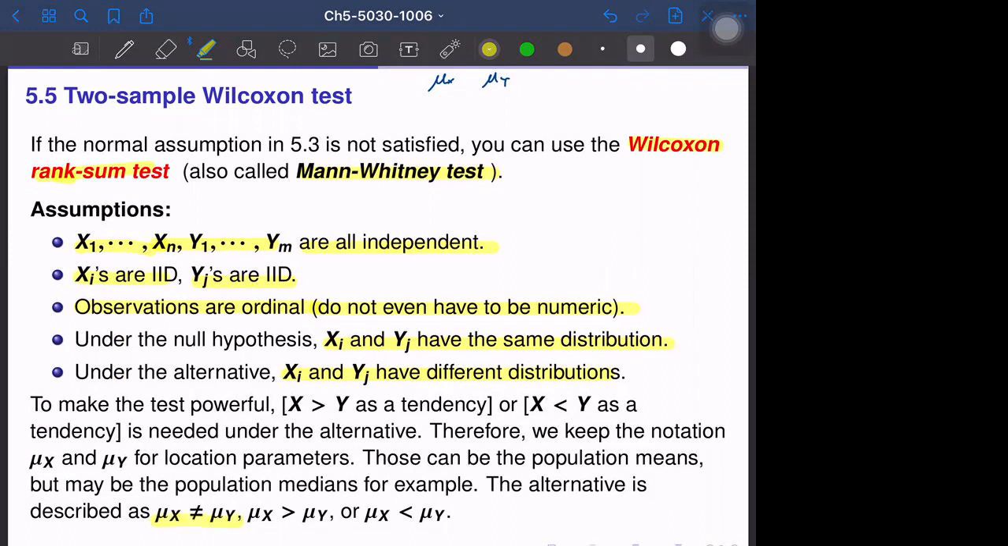So mu x is equal to mu y is the null hypothesis, and mu x is not equal to mu y, or mu x is larger than mu y, or smaller than mu y, is the alternative hypothesis. We don't have specific assumptions, but philosophically we have mu x and mu y, the measures of center for x and y.